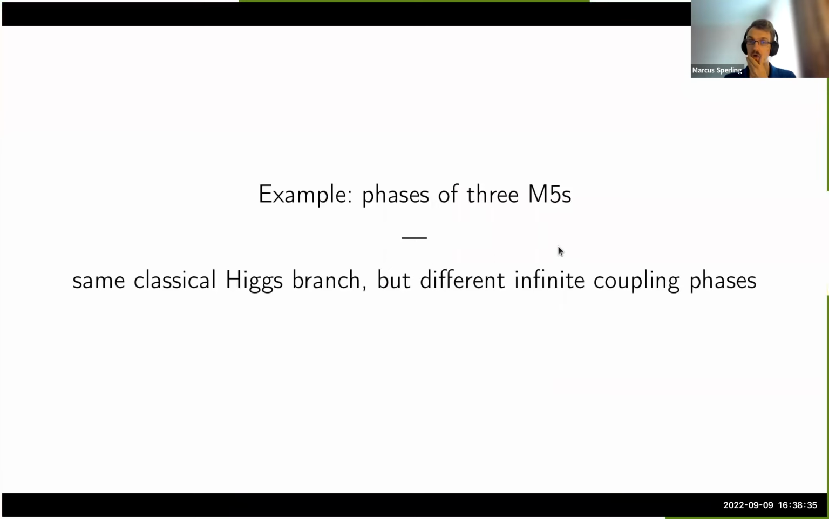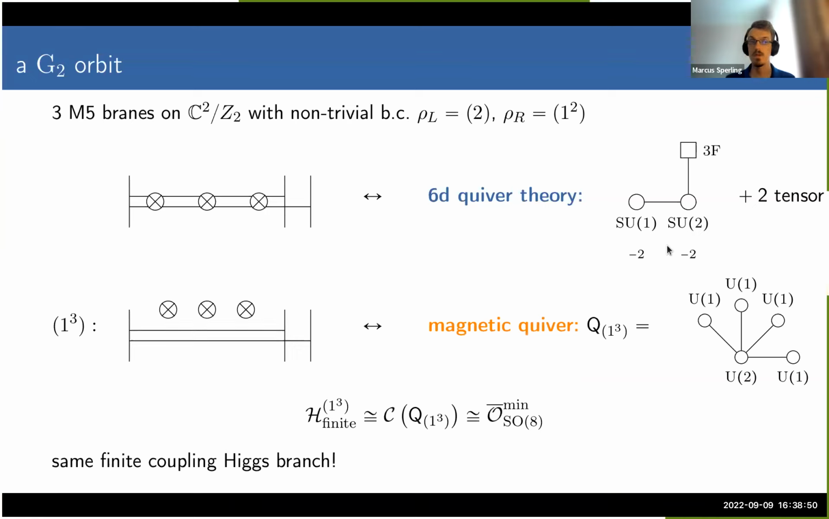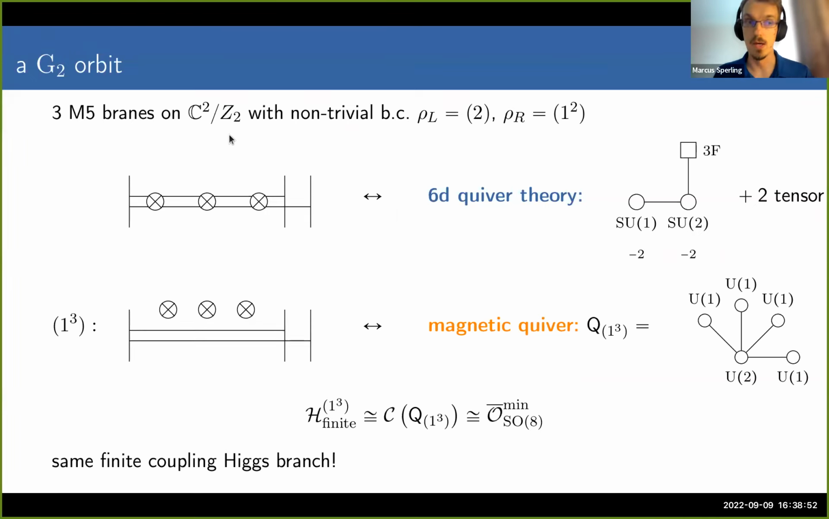So now we're going to go to D6 and NS5 branes, and we're going to see that we can realize a theory which has the same classical Higgs branch, but actually the phase structure at infinite coupling is completely different. And the reason is that we now have tensor multiplets that contribute to the game. So the starting point is we have D6 and NS5 branes, again the A1 singularity, but now we slightly modify the boundary conditions, meaning on the right-hand side, we still have 1 D6 ending on 1 D8 as before. So this is a very vanilla brane system. On the left-hand side, we do have 2 D6 ending on the same D8.